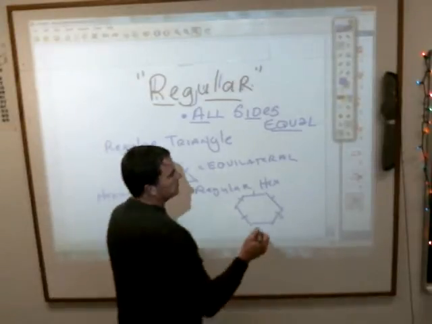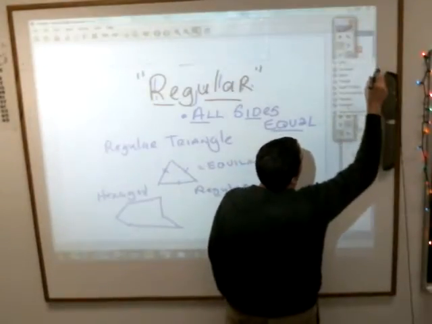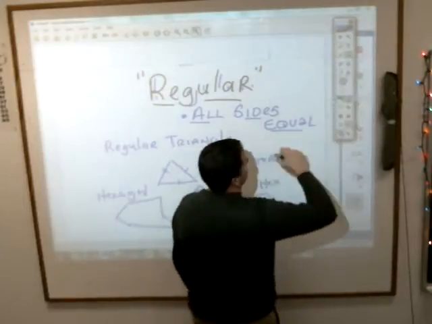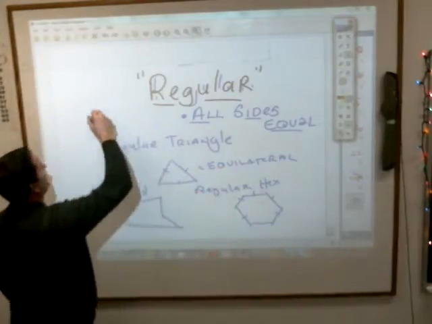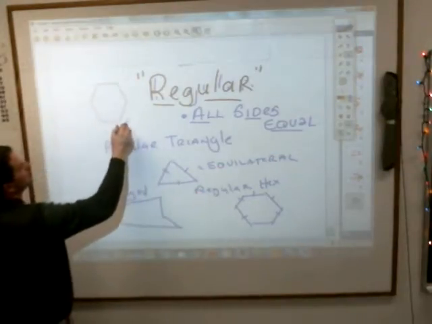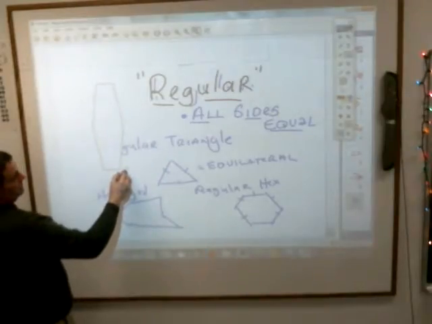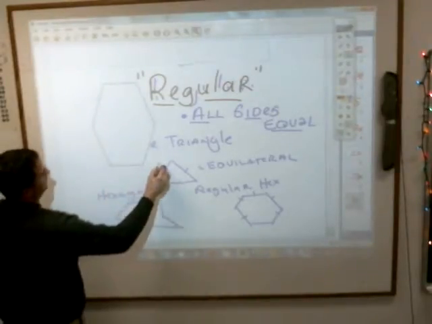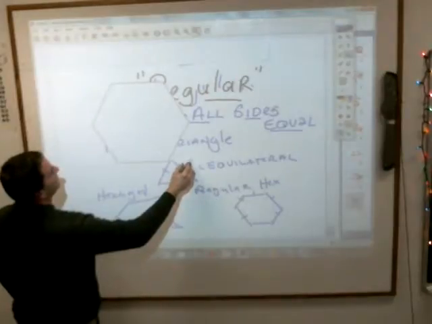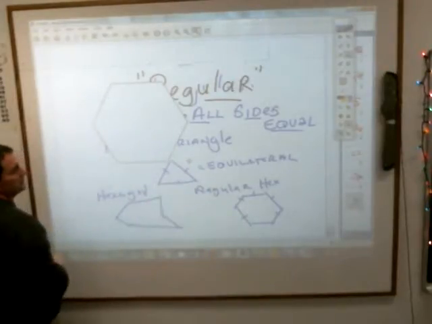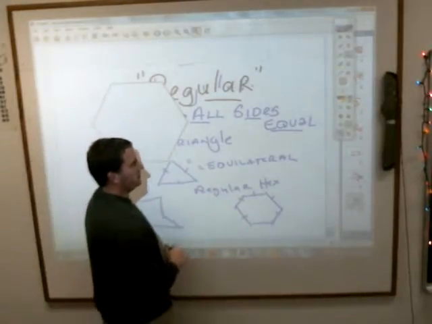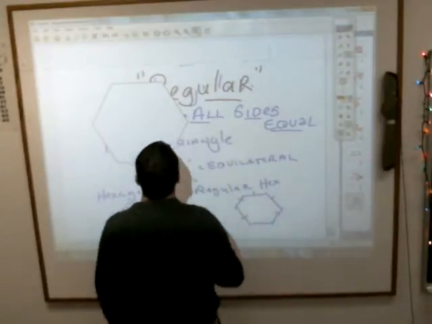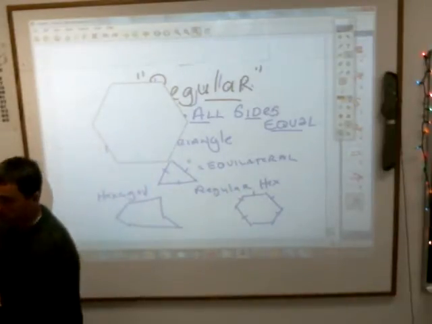Do I have that shape? What shape do I have right here? Well, I do have a hexagon. So if I was doing a regular hexagon, would that be regular? No. Would that be regular? No. Something like that would be regular. Okay. It's just a special kind of hexagon or octagon or whatever.